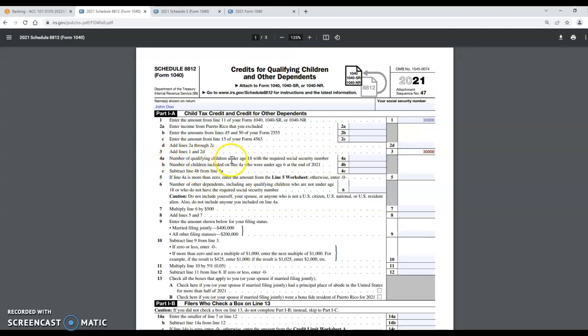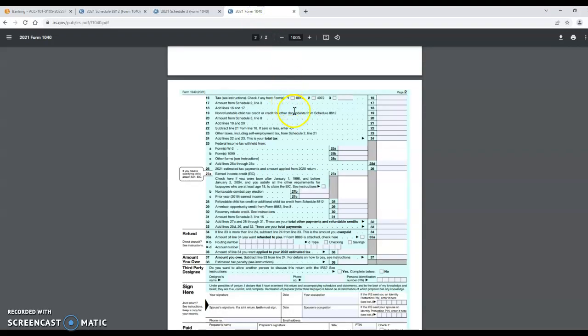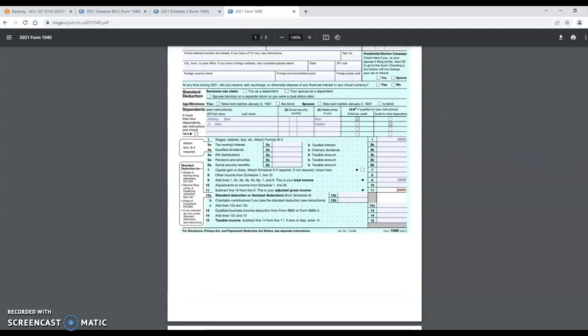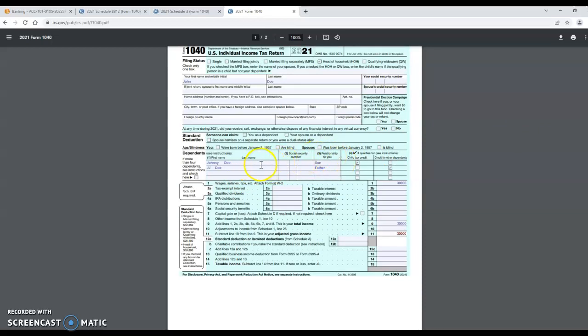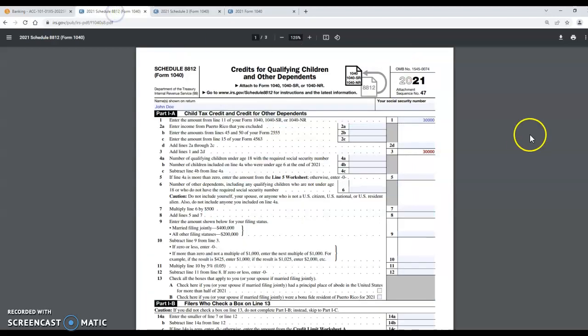Line 4a, number of qualifying children under age 18 with the required Social Security number. So we know that Johnny, although I didn't type it in yet, has a good Social Security number. JJ has a good Social Security number, and John has a good Social Security number. Everybody's got to have a good Social Security number. Okay, and so yes, we have one qualifying child under the age of 18 with a Social Security number.